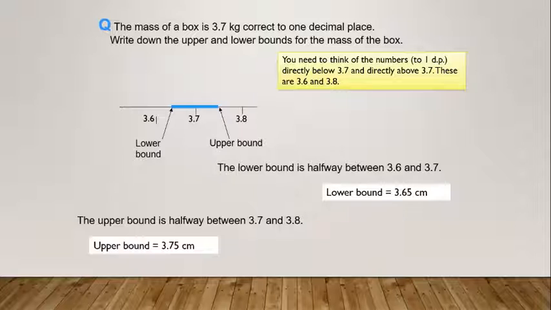Got it, children? So what we need to remember here, if it is a decimal quantity, is that we have to think which two decimals this decimal is lying between, and go exactly halfway before for the lower bound and halfway after for the upper bound. Okay, we take up another question, children.